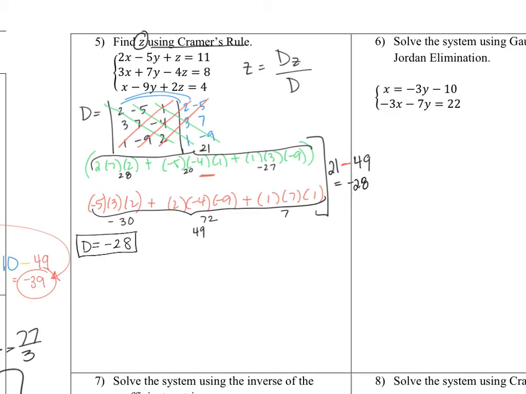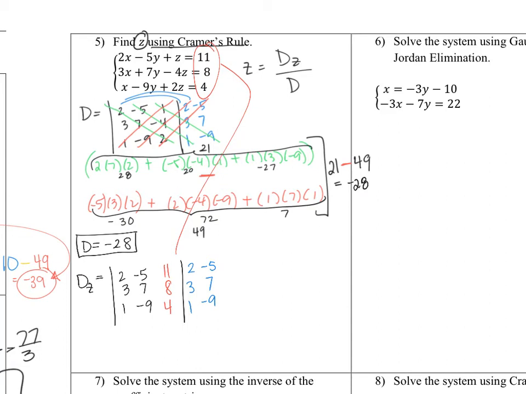So we also need to find dz. Remember, that looks exactly like the D determinant, except the Z column is replaced with our constants. So that was 11, 8, and 4. Right here, the 11, 8, and 4. And so the other two columns are going to stay the same. So 2, 3, 1, negative 5, 7, negative 9. And then I'm going to rewrite those first two columns off to the side here, so that way I can do the diagonals again.